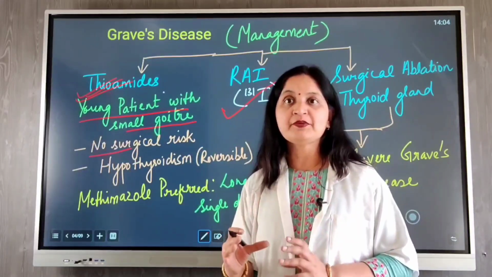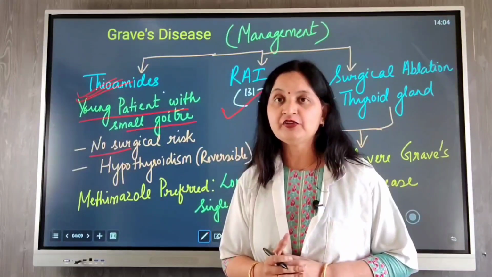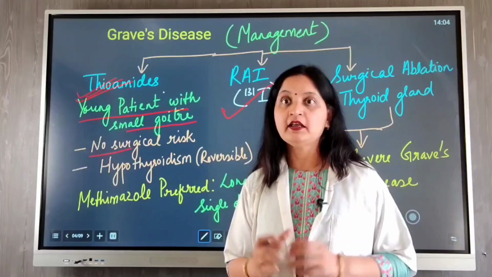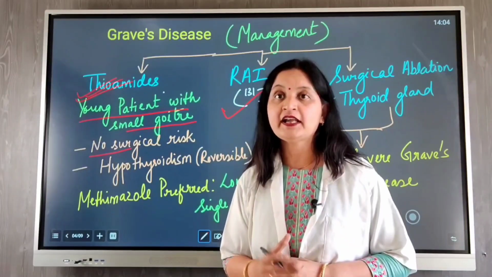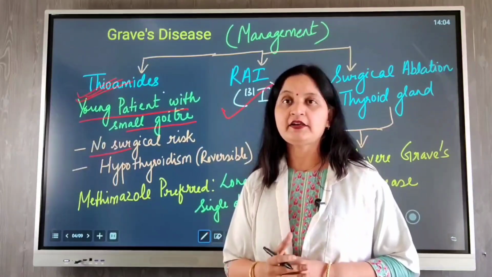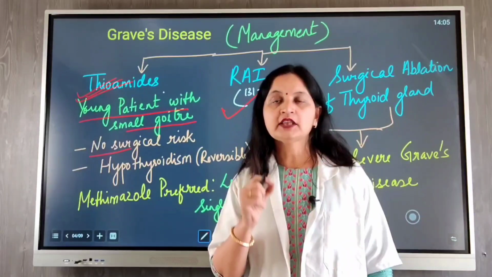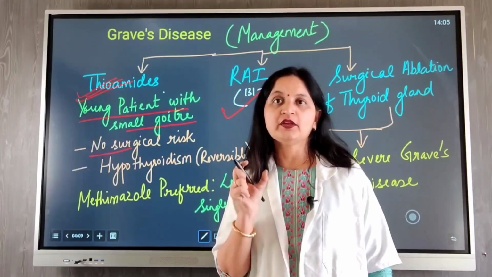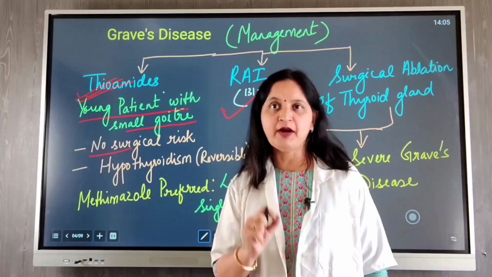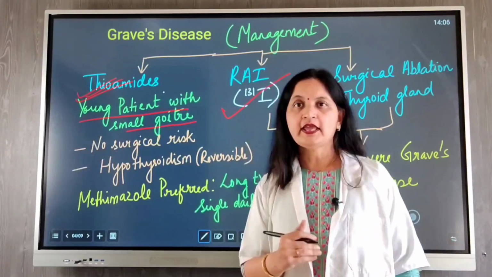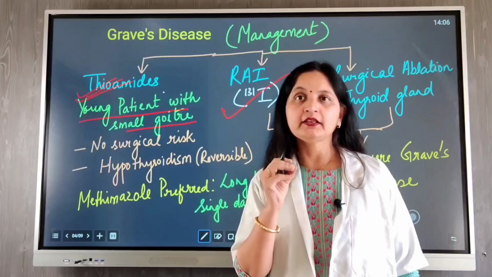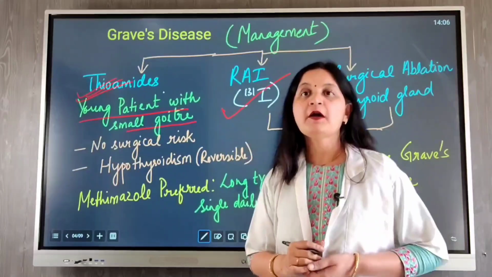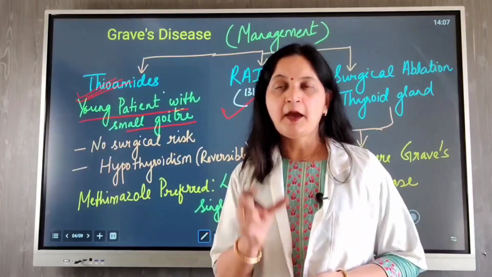This is not possible with radioactive iodine treatment which destroys the thyroid gland. Surgical removal of the thyroid gland induces permanent hypothyroidism. Therefore, thioamides is the preferred treatment of choice in a young patient with short history of Graves' disease, mild to moderate disease. So next is how to select an appropriate thioamide for the treatment of mild to moderate Graves' disease.